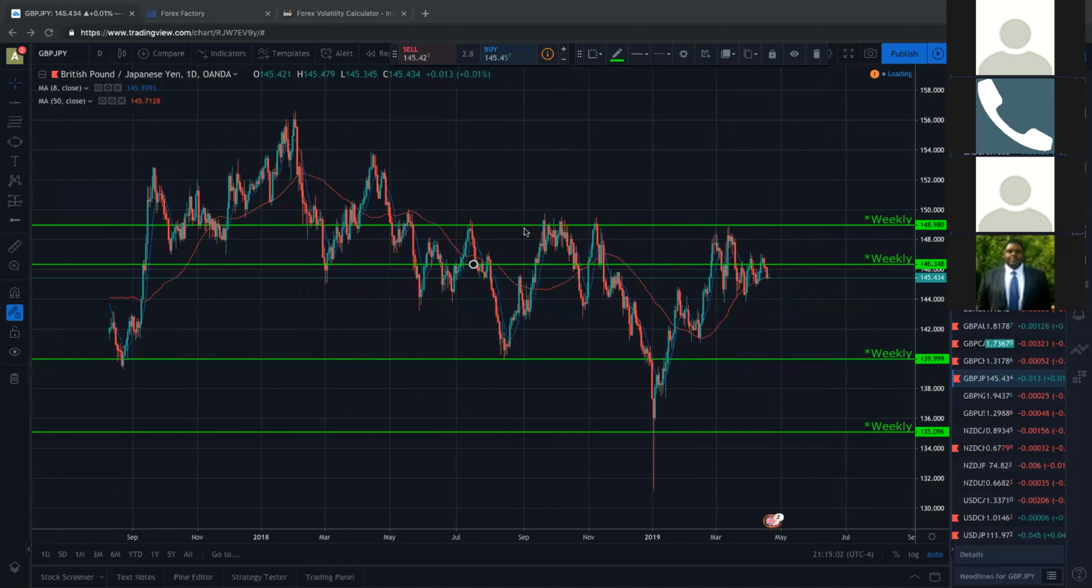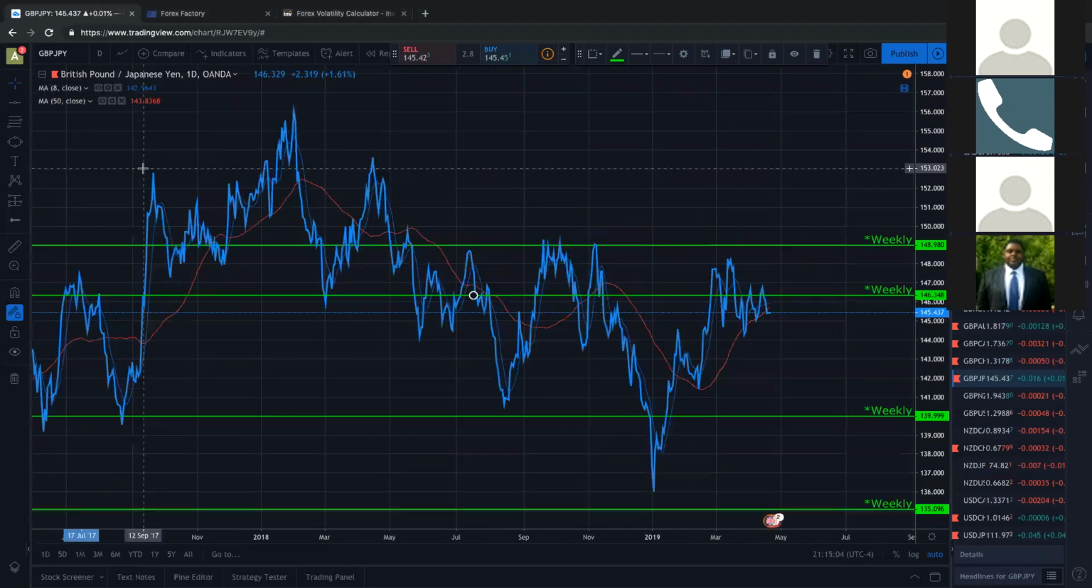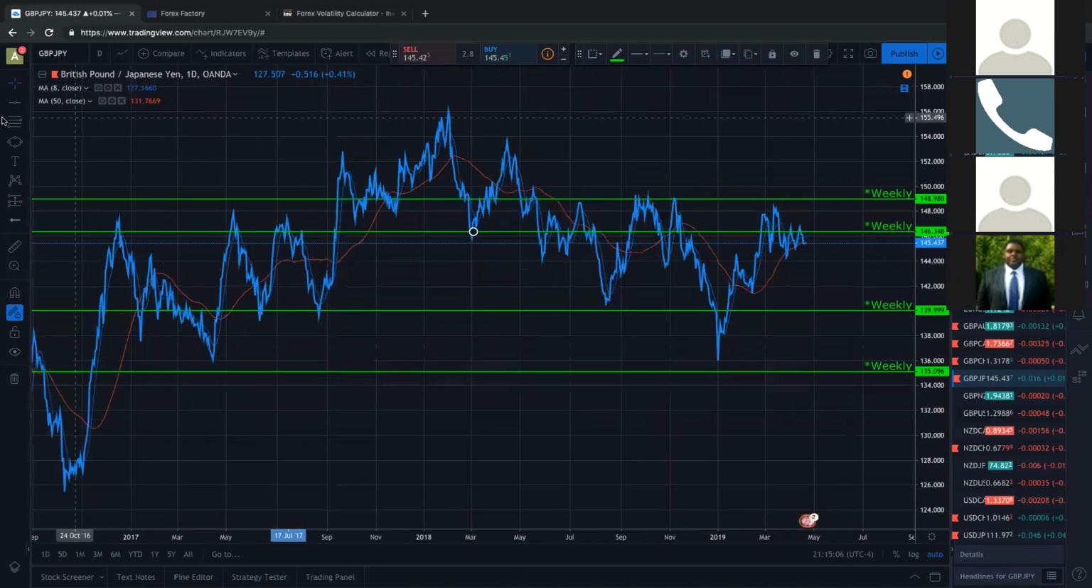All right, so let's keep it going. Let's look at the line chart once again. Horizontal tool, let's just draw areas. Just remember, we're looking for areas where price shot down and then turned around. Think of support and resistance like turbulence on an airplane, right?